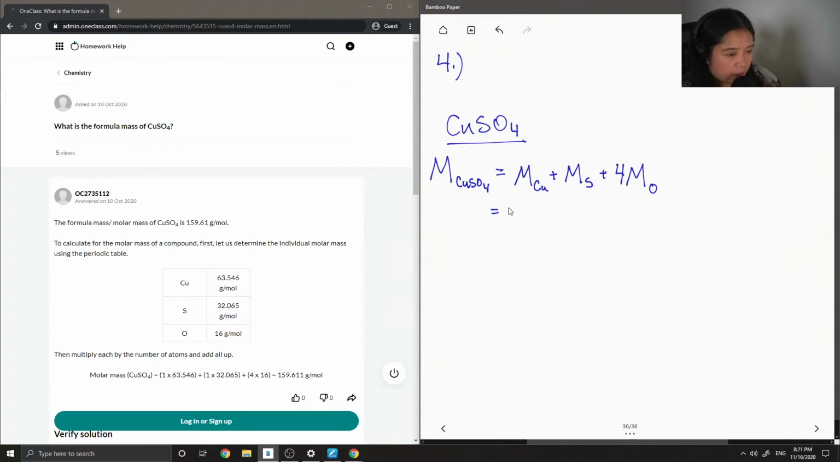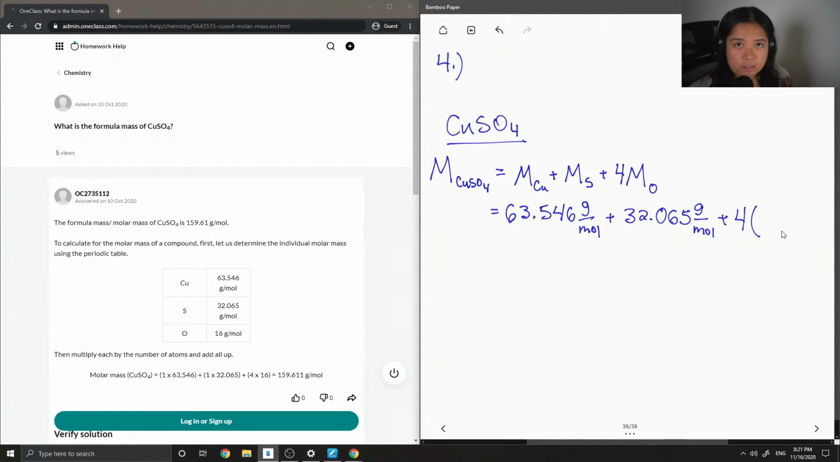Okay, so the molar mass of copper is 63.546 grams per mole. The molar mass of sulfur is 32.065 grams per mole. Then I'm going to add 4 times the molar mass of oxygen, which is 15.99 grams per mole. Okay, so if you add all these values up, you end up getting a final molar mass of 159.61 grams per mole.